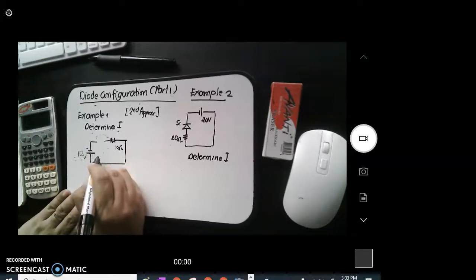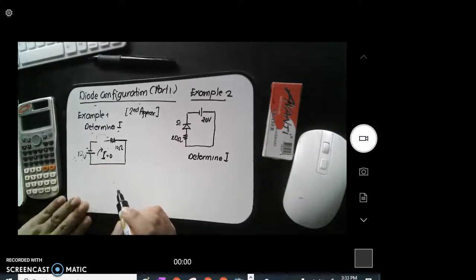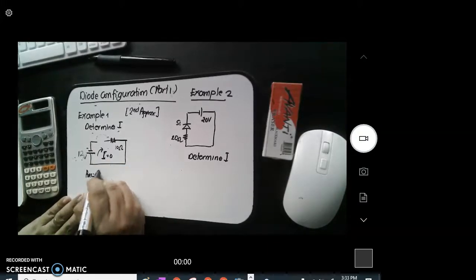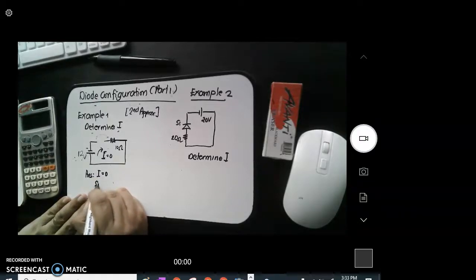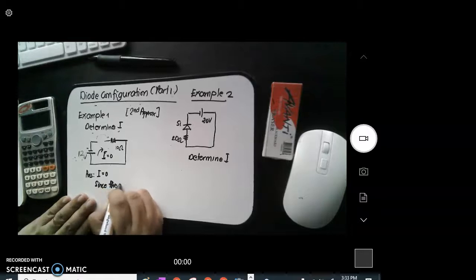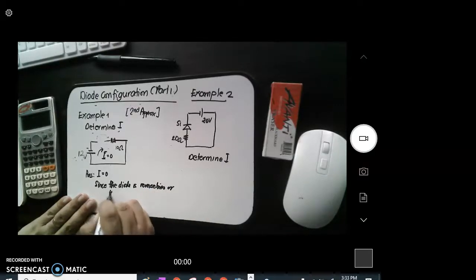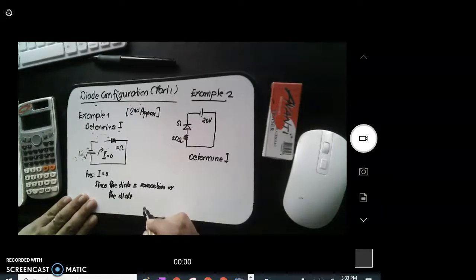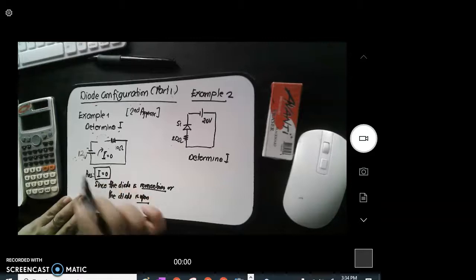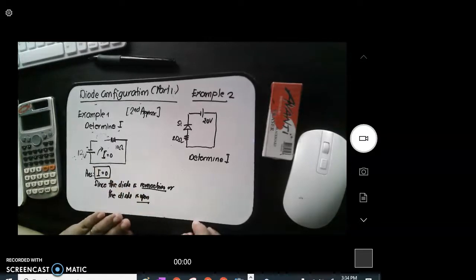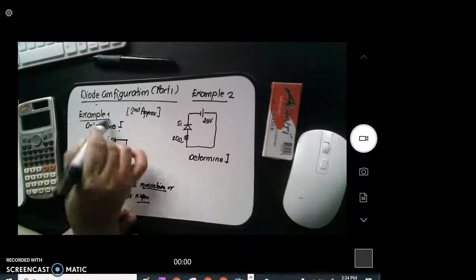So with this, definitely there is no closed path, therefore the current of the circuit, or your current I, is simply equal to 0. So the answer here is the current I is simply equal to 0 since the diode is reverse bias. Okay, reverse bias or the diode is open. So we have to provide for the explanation. The diode is open. So that's it. The diode is reverse bias or open. That's the reason why our current in the circuit is simply equal to 0. So that is for example number 1.